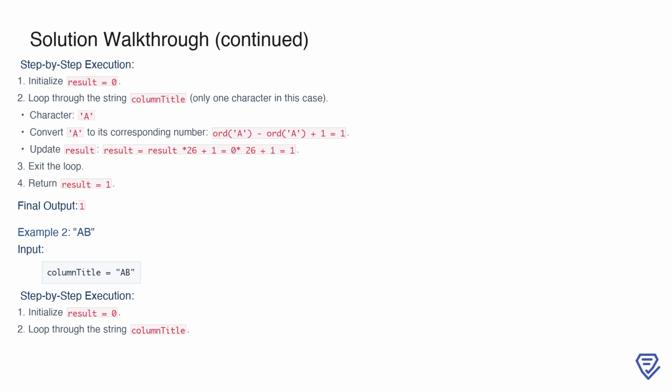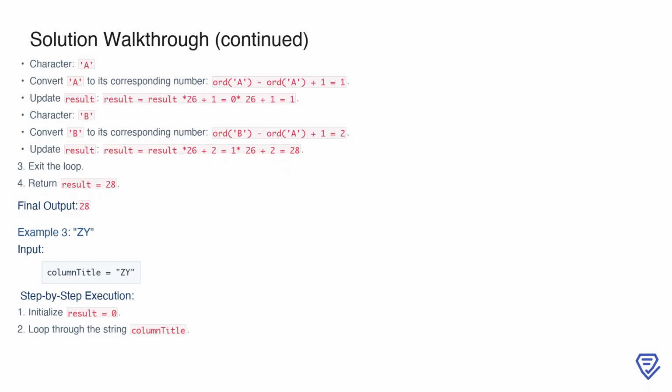The character is converted into its numerical value by calculating ORD plus 1, which evaluates to 1. Next, we update the result by multiplying it by 26 and adding this value. Since the initial result is 0, the computation becomes result equals 0 * 26 + 1, resulting in result equals 1. Since there are no more characters in the string, the loop exits, and the final output is 1. This demonstrates how single character titles are directly mapped to their corresponding numerical values.